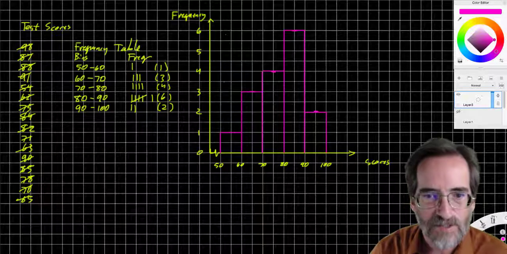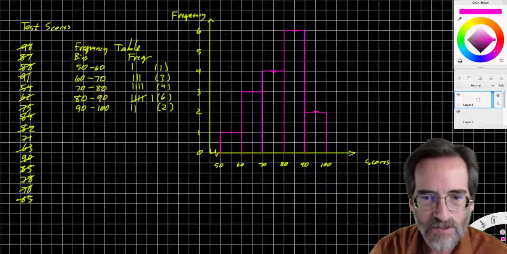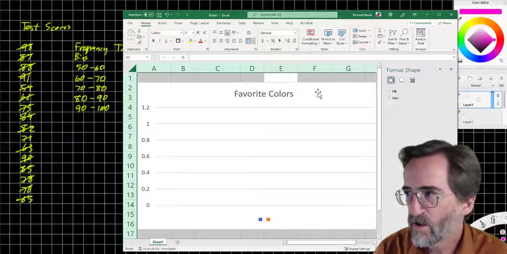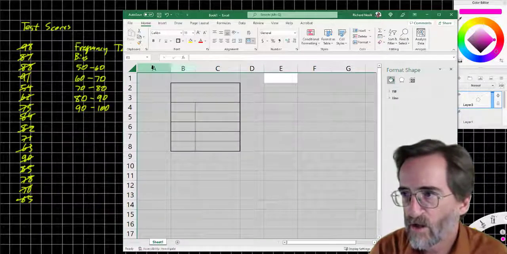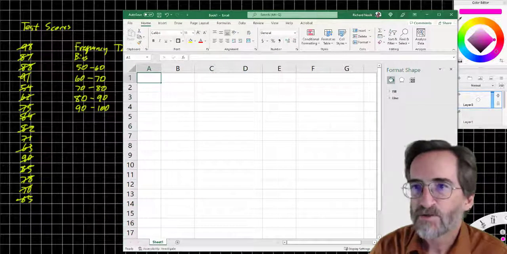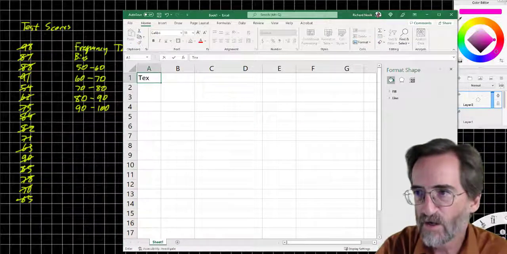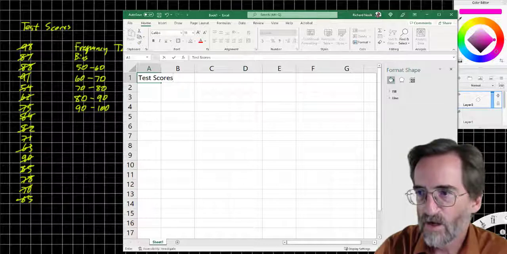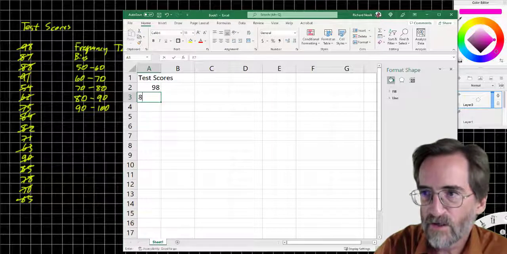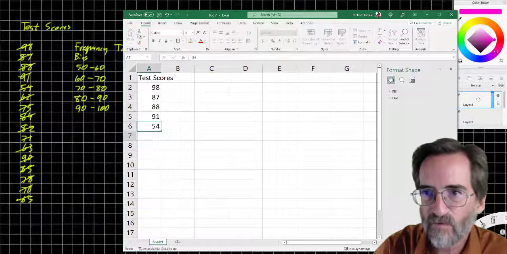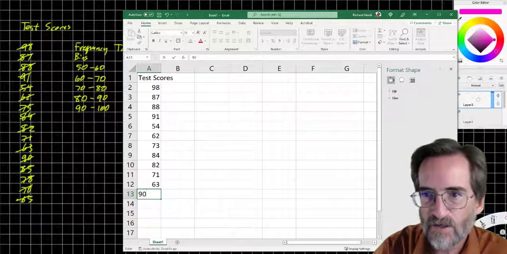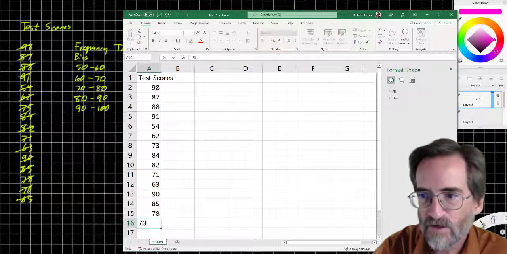All right, let's explore the histogram in Excel here. Let's see how this is done. Did I close Excel? No. Okay, get rid of everything. Delete, delete, delete. All right, there we go. So let's try some test scores: 98, 87, 88, 91, 54, 62, 73, 84, 82, 71, 63, 90, 85, 78, 70, and 65.